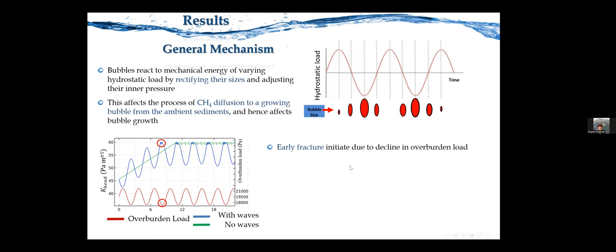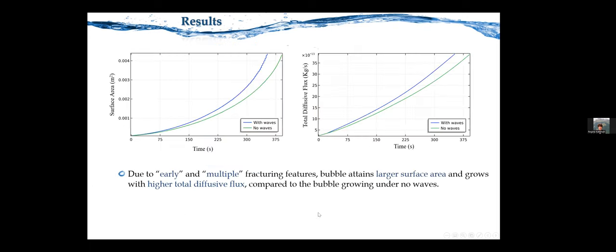So what you can see are two processes that differ a bubble under waves from that under no waves. This early fracturing when the bubble is under the wave draw, and the second one is intense multiple fracturing close to the wave draw. So what does this cause? Early and multiple fracturing cause the bubble to attain a larger surface area under the waves and a larger total diffusive flux compared to the case of no waves.